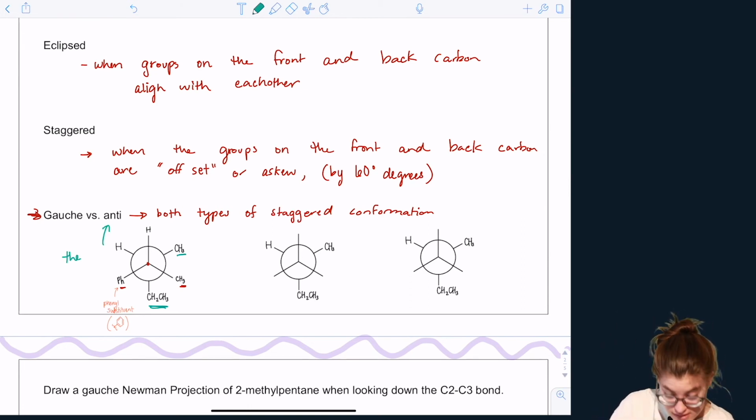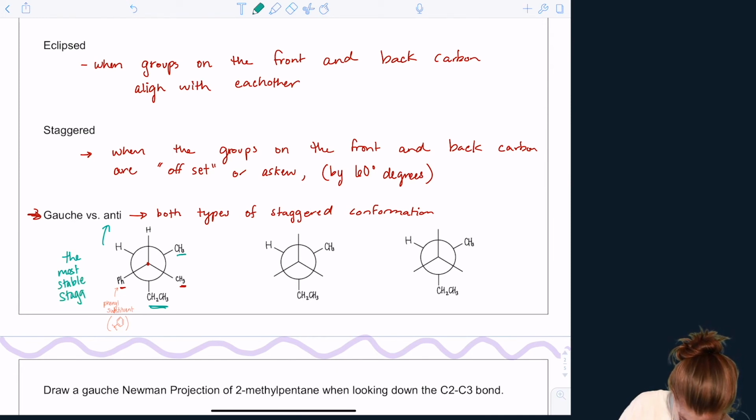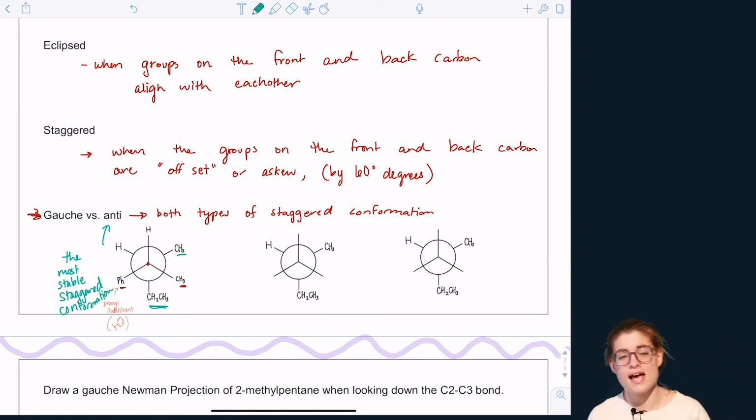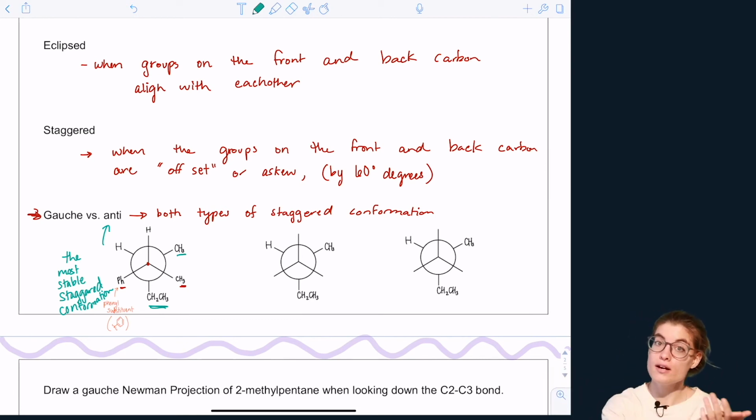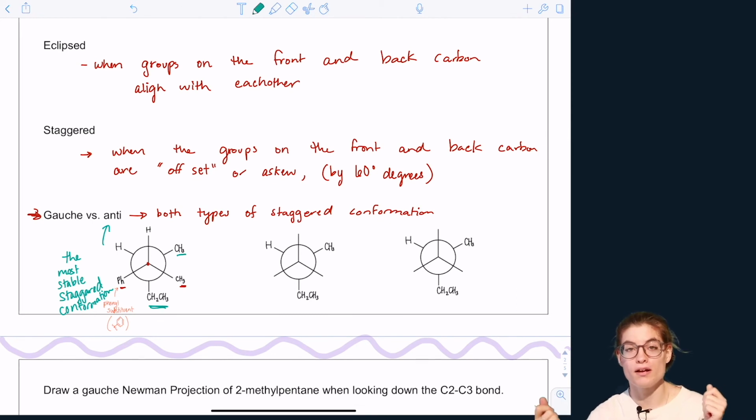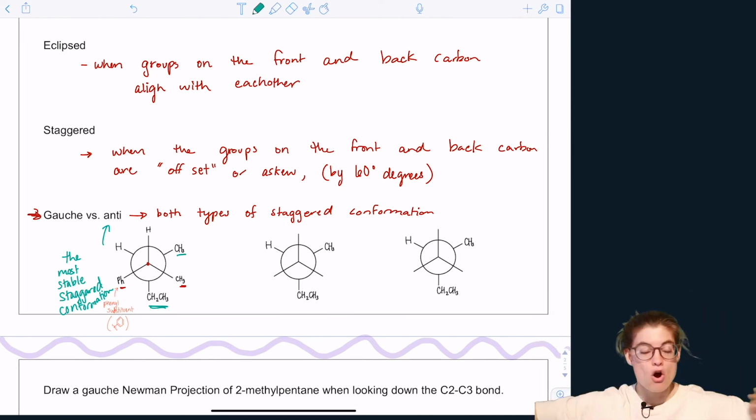So anti is the most stable staggered conformation. We know that staggered conformation is more stable than eclipse, but when you have multiple groups of different sizes, you can get differences in energy and stability depending on where your groups are relative to each other. So, anti is when the largest group on the front carbon and the largest group on the back carbon are completely as far away as possible. In other words, they're 180 degrees away from each other.